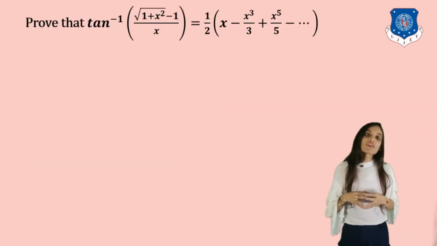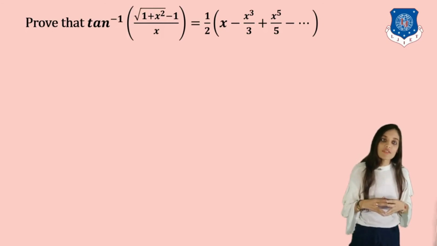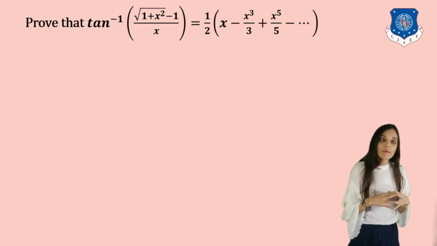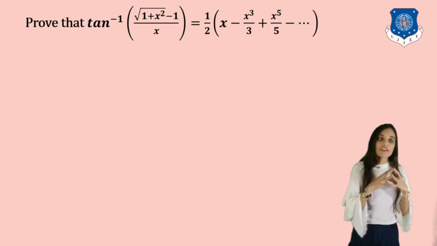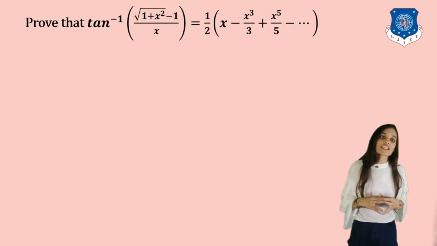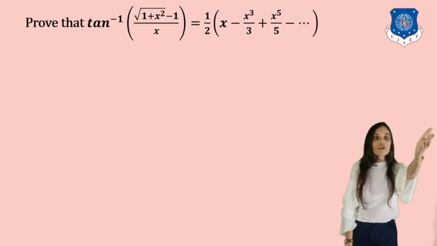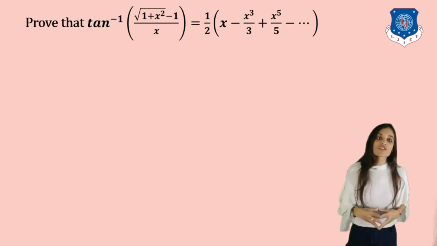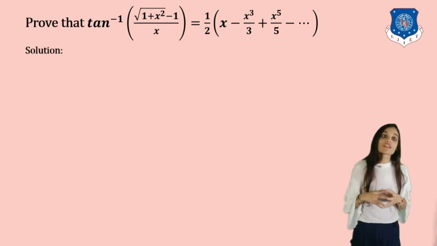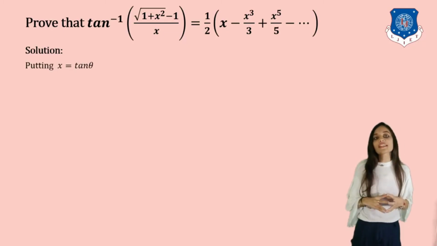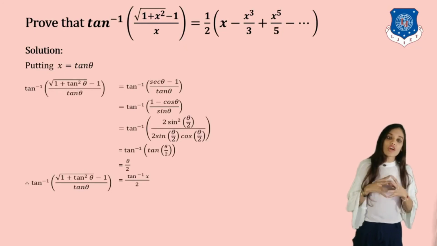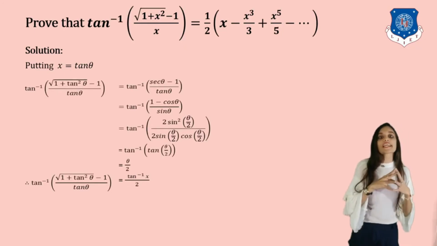Prove that tan inverse of square root 1 plus x square minus 1 upon x is equal to half of x minus x cube by 3 plus x raised to 5 upon 5 minus and so on. In today's session we have just studied the series expansion of tan inverse x, and you can look at the RHS also. We have the series expansion of tan inverse x. So in the beginning of the proof, we will assume x is equal to tan theta, that is theta is equal to tan inverse of x. So let us begin with the solution by replacing x by tan theta.